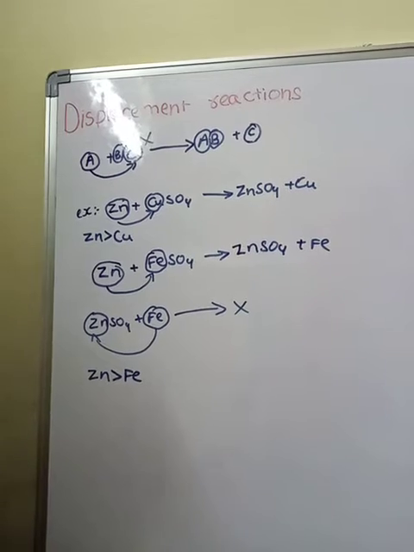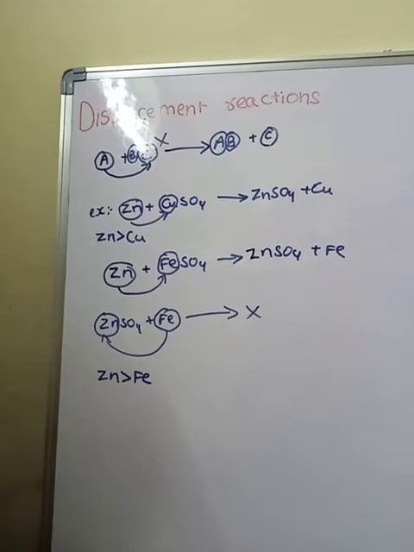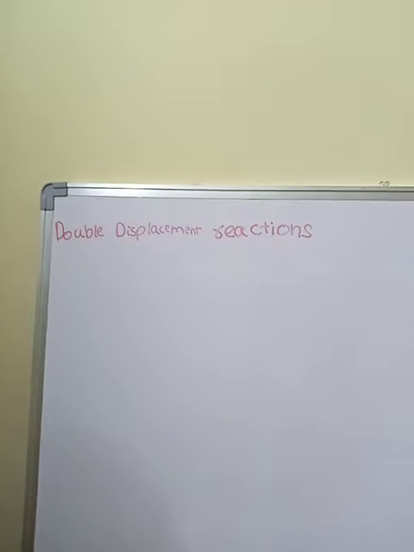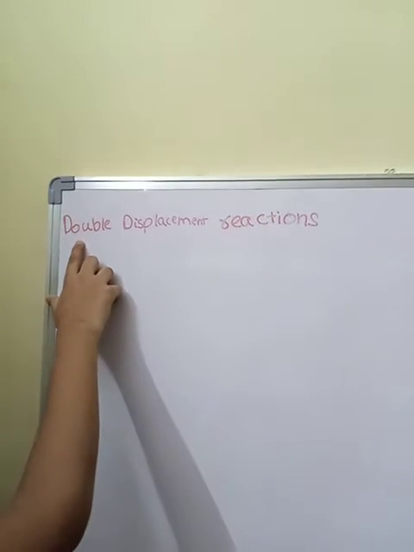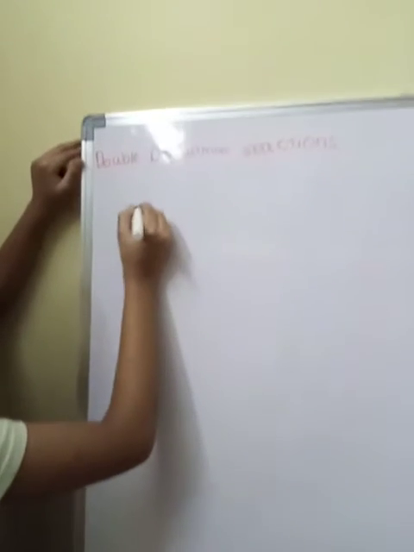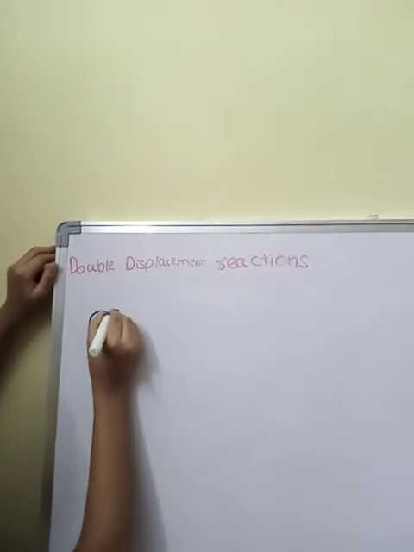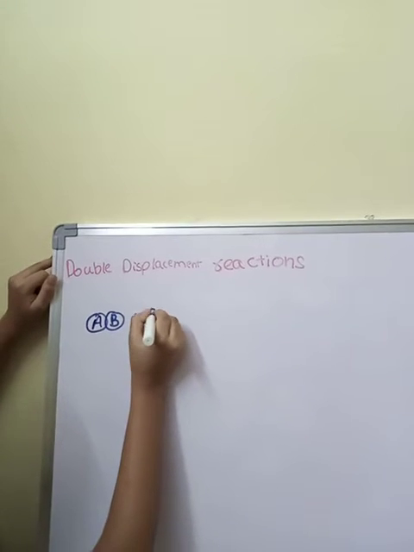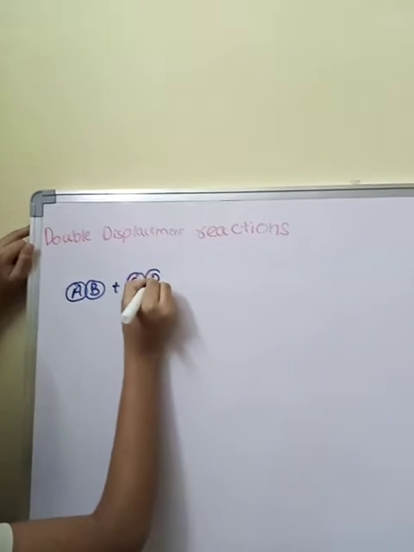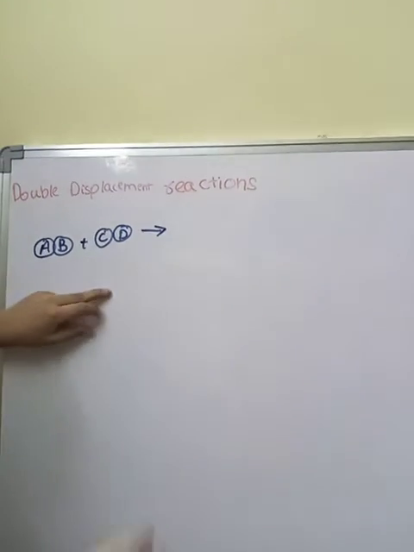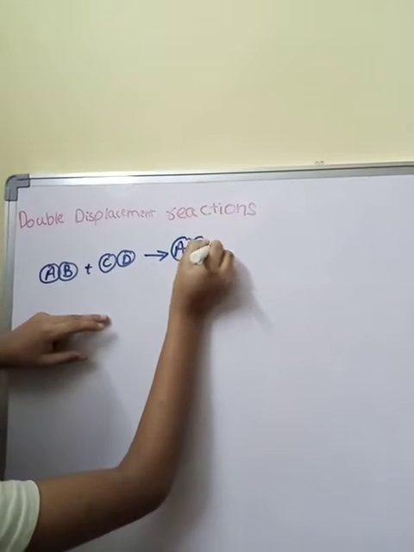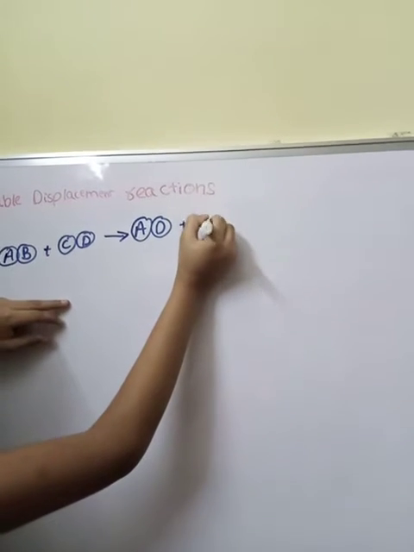Now we will start double displacement reactions. Now we are going to learn double displacement reactions. Suppose I have AB and CD, two reactants, and they react and form AD and CB.